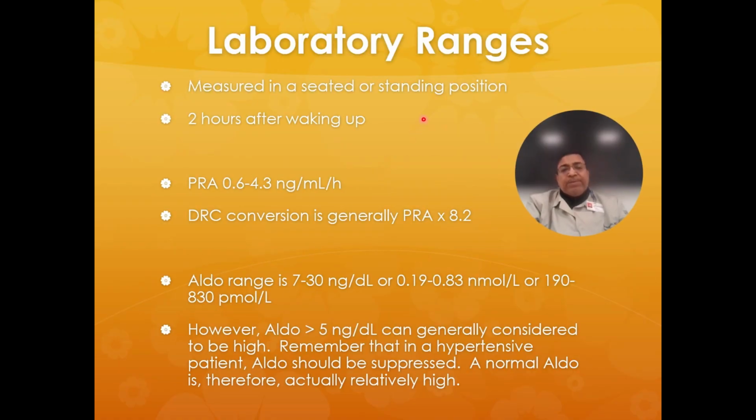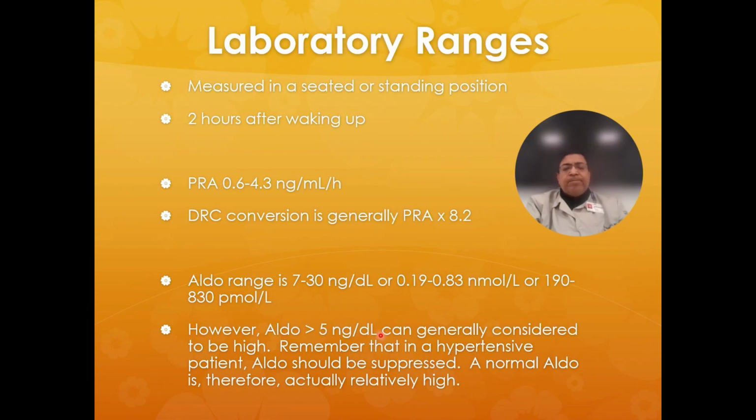It should be measured in a seated or standing position 2 hours after waking up. The range for plasma renin activity is 0.6 to 4.3 nanograms per milliliter per hour, but this range doesn't really help us, as we will talk about in subsequent slides. Similarly, the range for aldosterone is 7 to 30 nanograms per deciliter, or as specified in other units. Again, the range does not really tell us anything. We cannot look at the range and interpret a particular plasma renin activity level or aldosterone level.